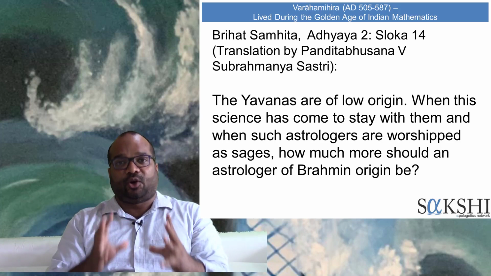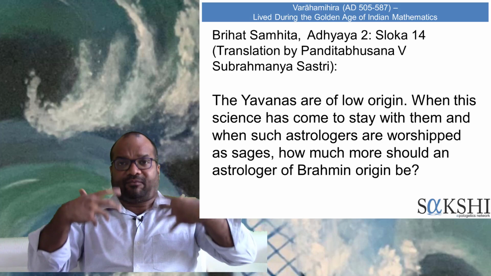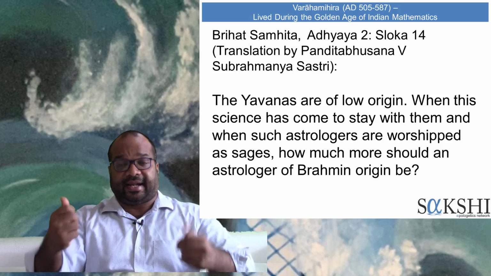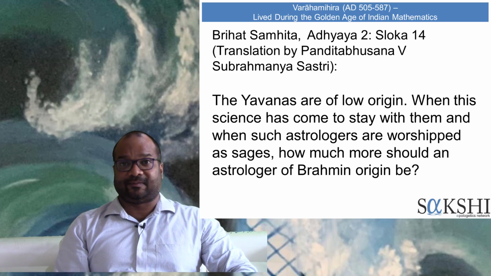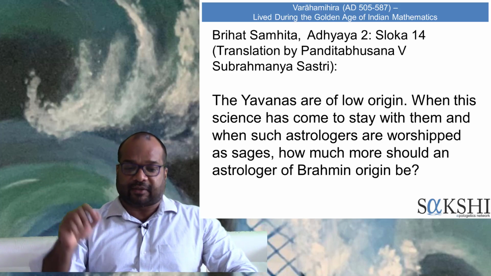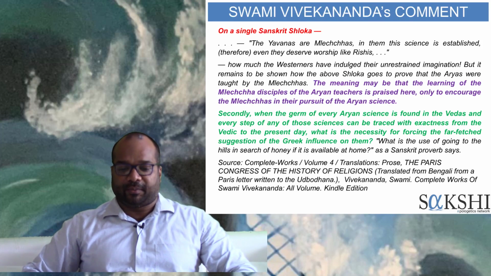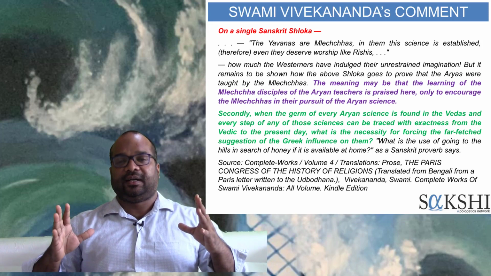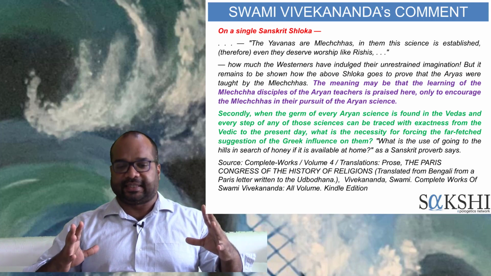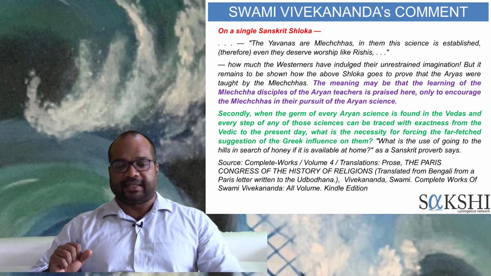So this is acknowledging that they were very well aware of Greek astrology, and the Greek astrologers were considered as sages. Swami Vivekananda himself translated this. In Swami Vivekananda's Complete Works, volume 4, translations, Pros de Paris, the Congress of History of Religions. You will get it in the complete edition of Swami Vivekananda's books. You will get it on Kindle. So I have taken it from the Kindle edition.